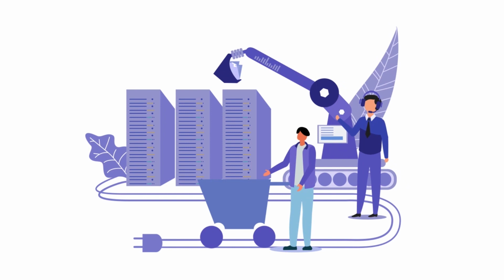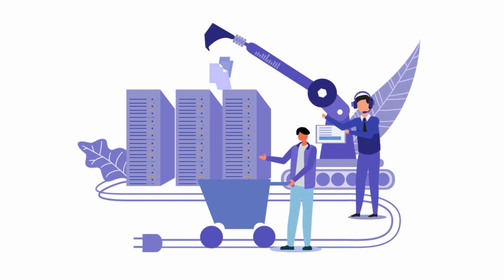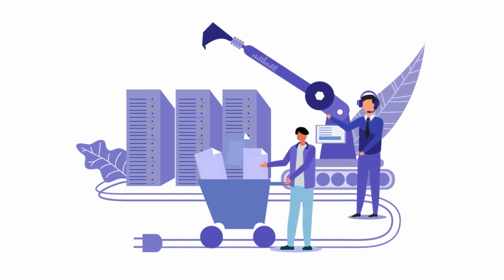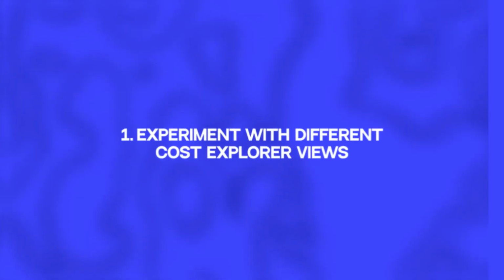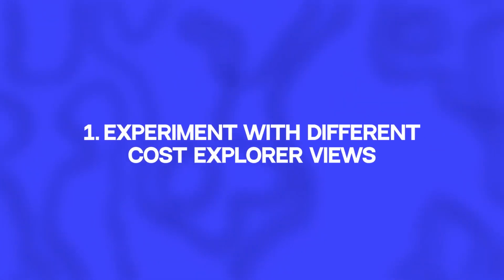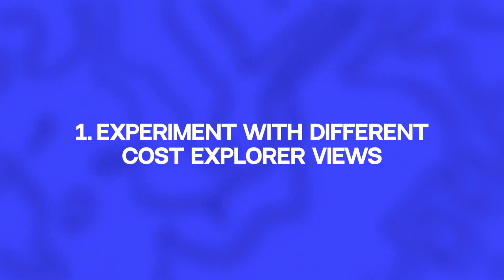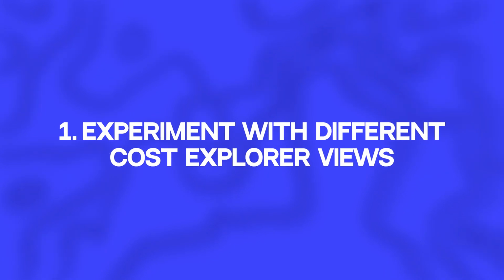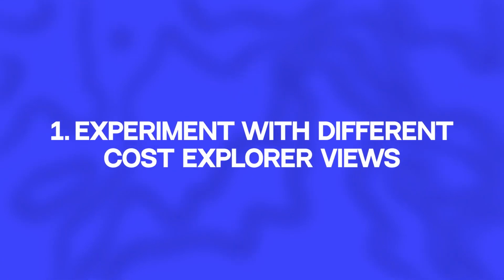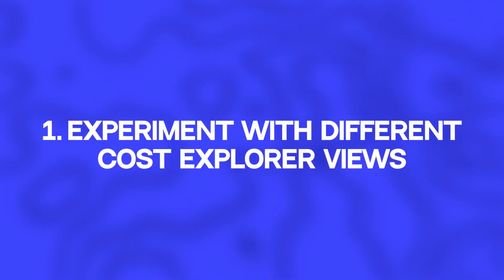Use filters to get specific data. For instance, you can filter data by a specific AWS service to see expenses associated only with that service. Experiment with different Cost Explorer views. Try different views, like daily or monthly, to see how your expenses change over time, or switch to hourly detail and resource level detail, though limited to 14 days.